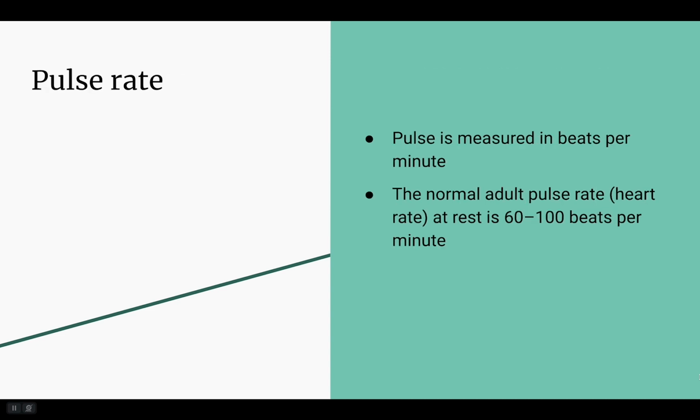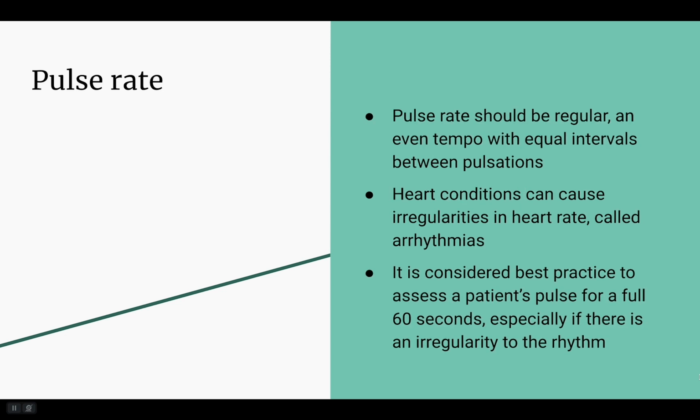Pulse is measured in beats per minute. The normal adult pulse rate, heart rate, at rest, is 60 to 100 beats per minute, with different ranges according to age. The pulse rate should be regular, meaning the frequency of the pulsation felt by your fingers is an even tempo with equal intervals between pulsations.